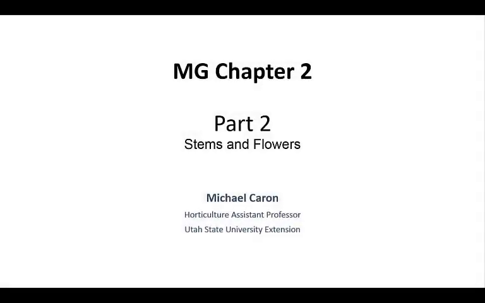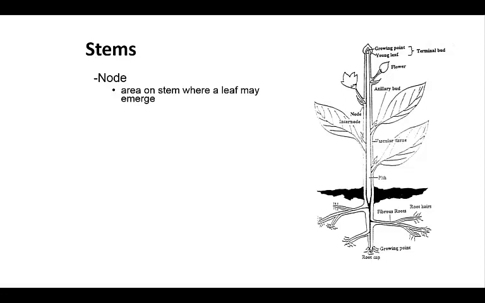So this is part 2 of our chapter 2 in our book, continuing on with stems and flowers. The arrangement of stems, or the anatomy of stems, starts with discussion of nodes. And nodes are areas on stems where a leaf may emerge. It's also where we have branches emerging, and also we have buds located here on these particular structures.